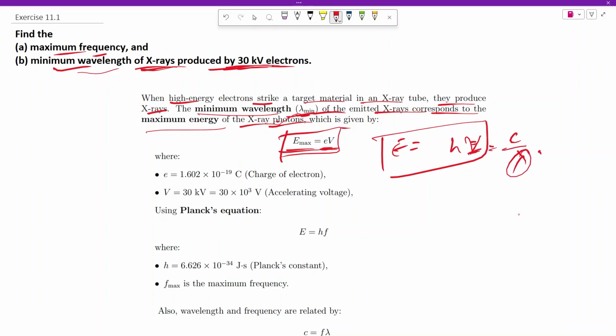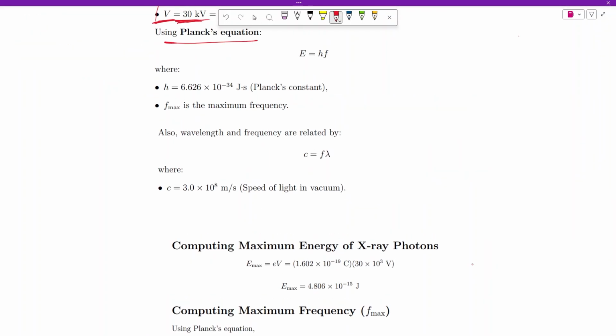Now when this wavelength is lowest, the expression for frequency is going to be highest, thus E gets highest. Now we have been given the value of V over here, that is 30 kilovolt. So we can use this expression to find out the maximum value of energy of photons. So we have seen how Planck's equation is helpful in calculating the energy, and we can see how the frequency and wavelength are related with the speed of electromagnetic radiation, that is c equals f times lambda.